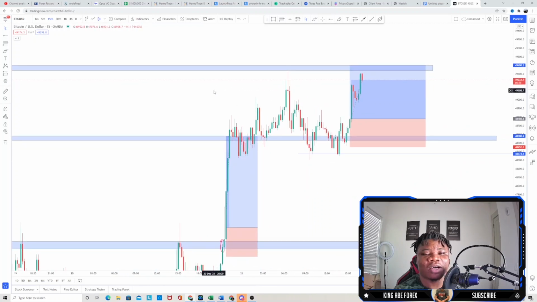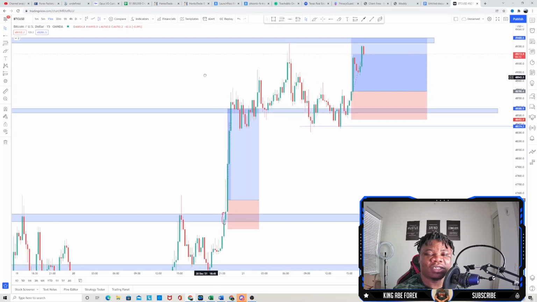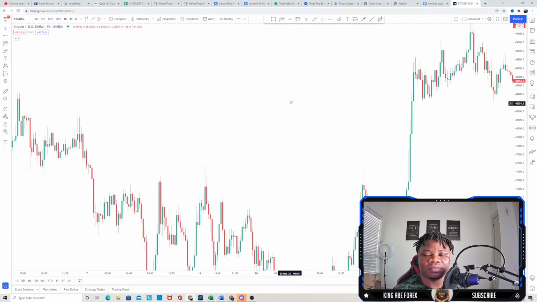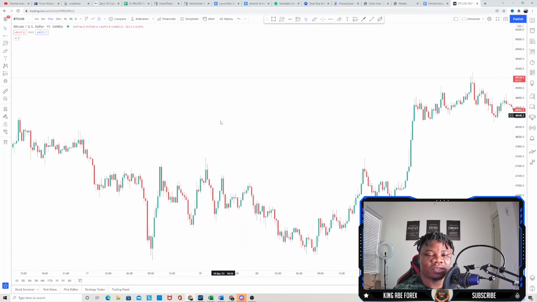So this is how you use this crypto scalping strategy to take a buy position, just by trading from zones to zones and identifying your highs and your lows. Now let's look for a sell position. Let me delete all this. So let's look for a sell position here.